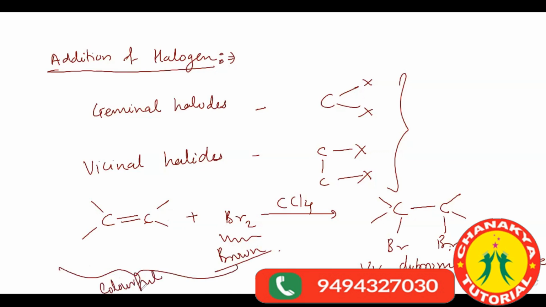But if you add the bromine water to a carbon-carbon double bond compound, it will form a vicinal dibromide alkane in that compound. At that time, as we know, the carbon-carbon double bond is converted into a carbon-carbon single bond, right? Here it is a double bond. Here it is a single bond. Due to this, your compound's color will completely vanish and it becomes decolorized.